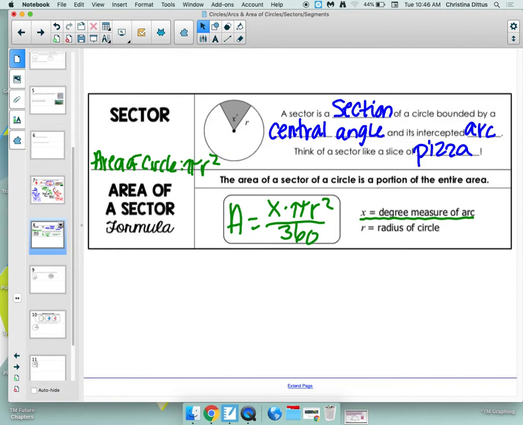Or if you're like me, you know, like a whole pizza is like one slice.